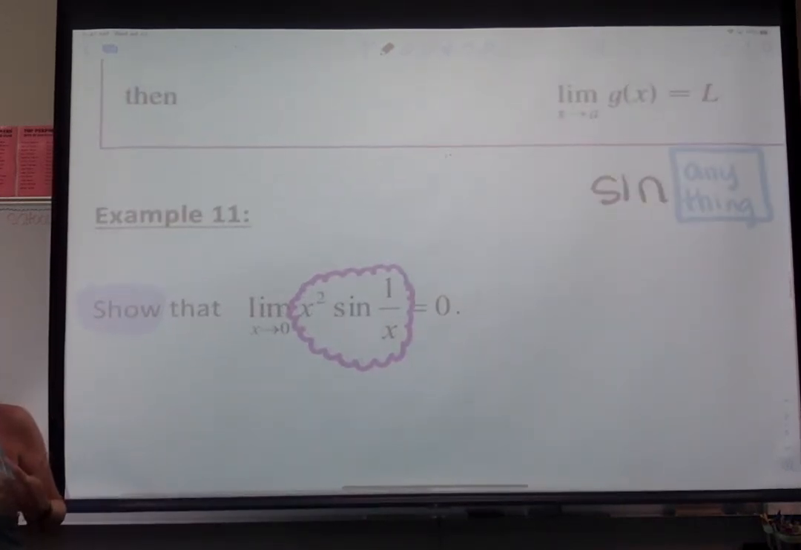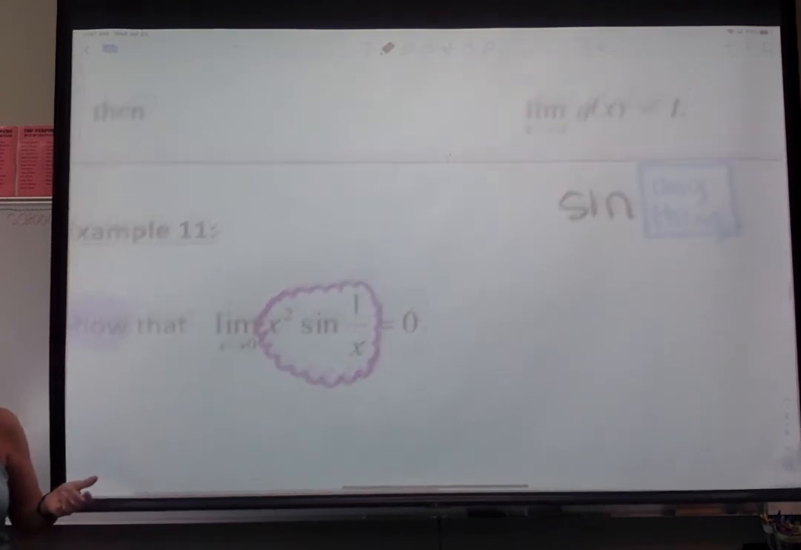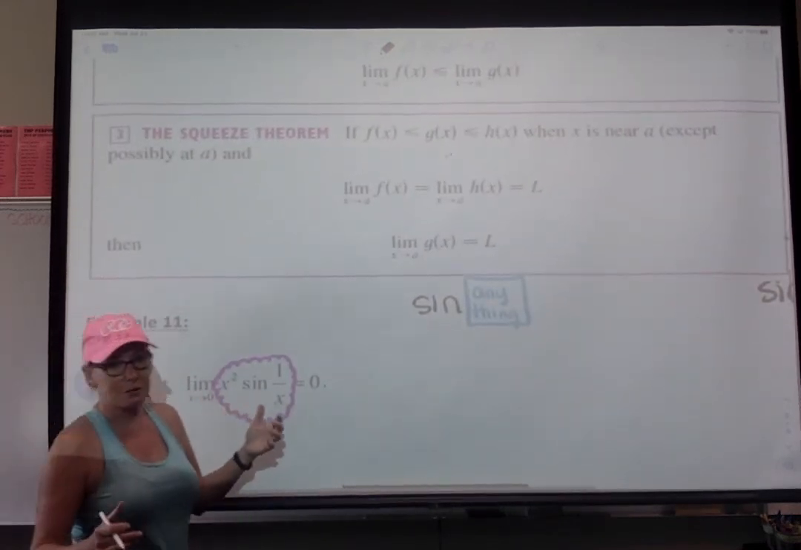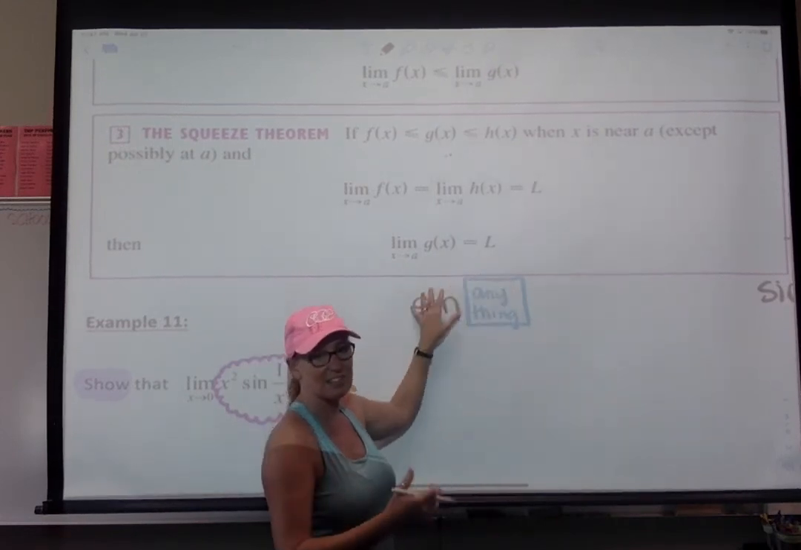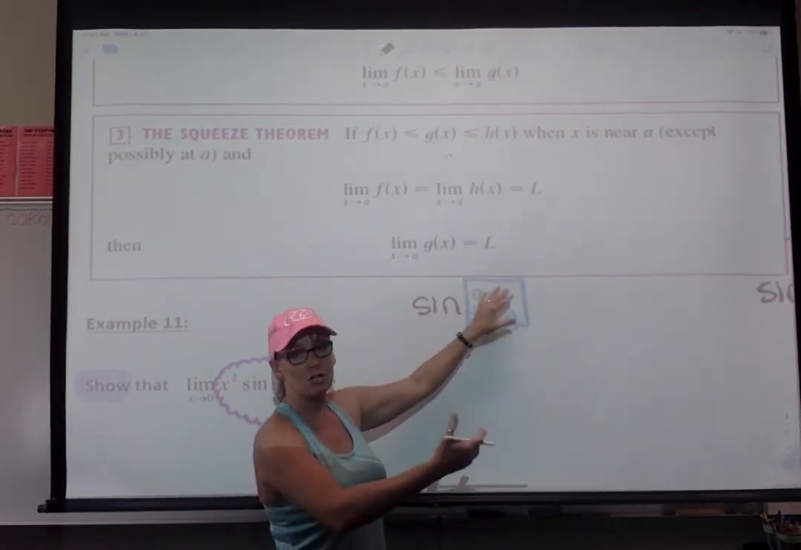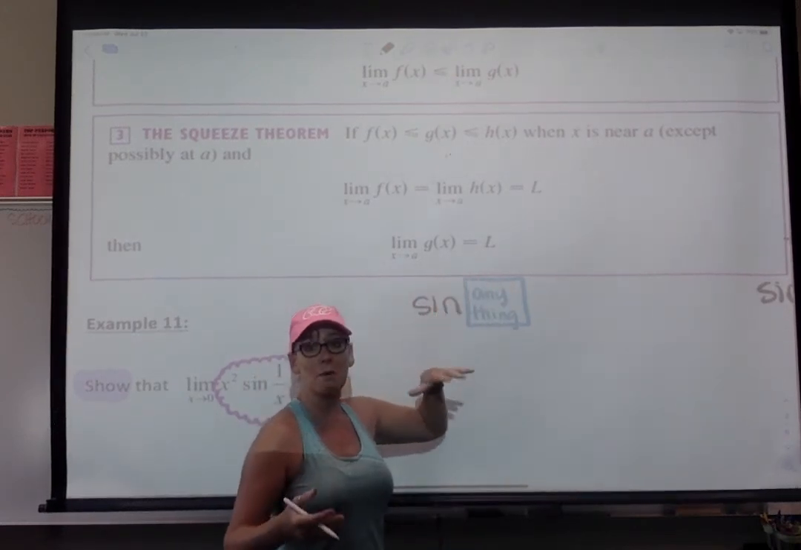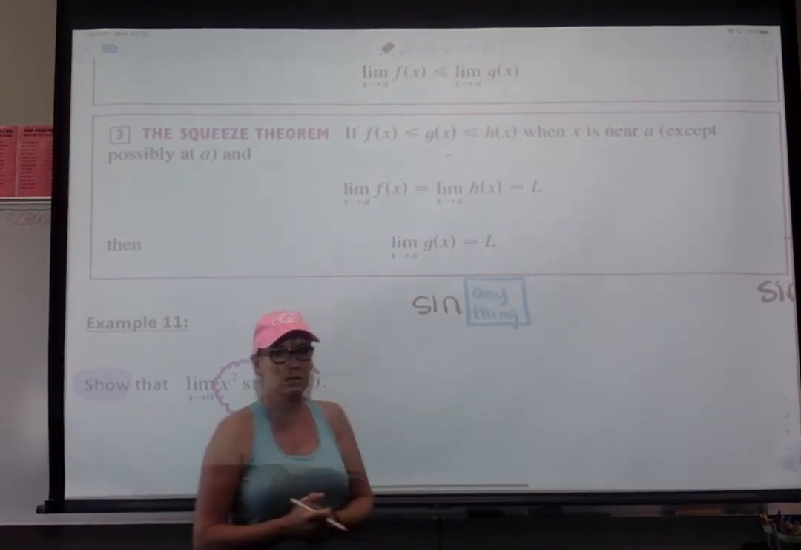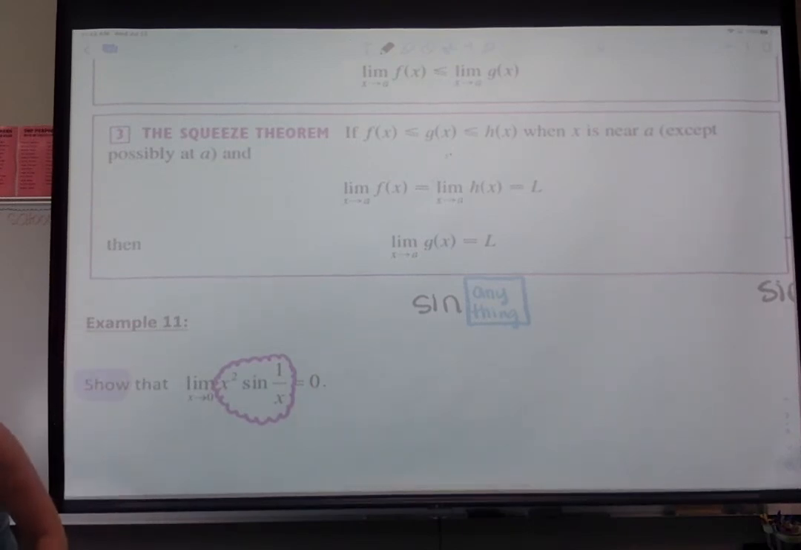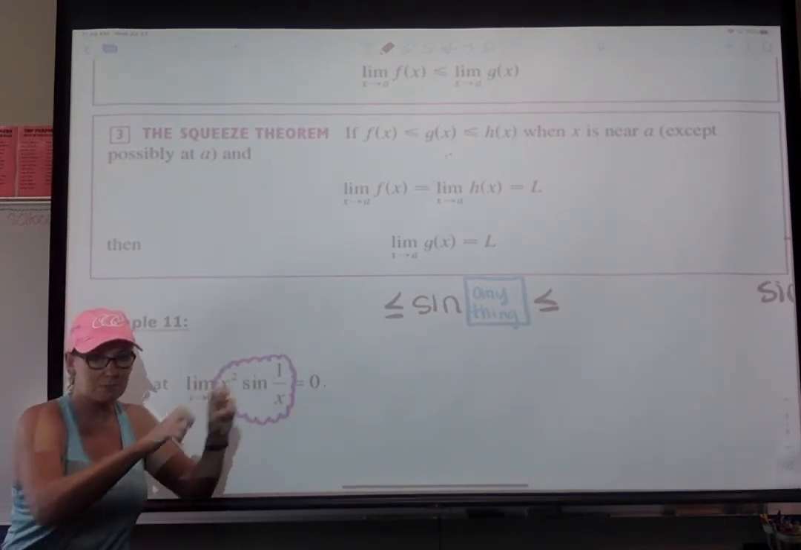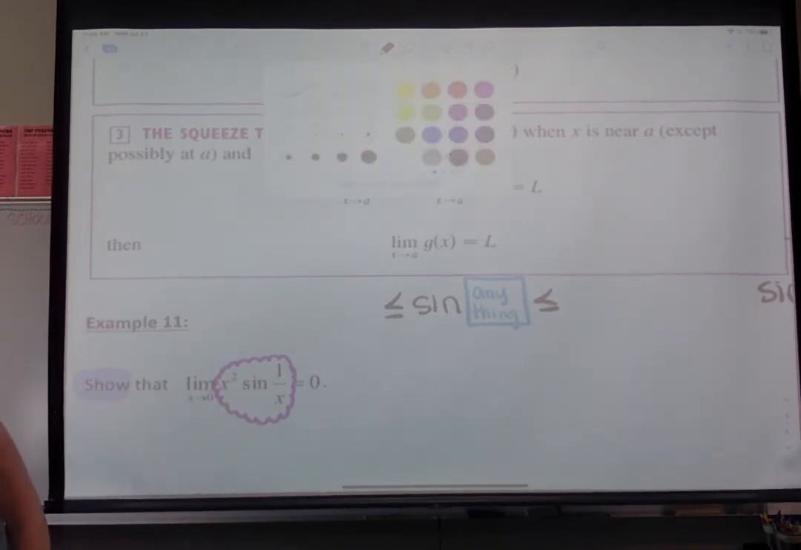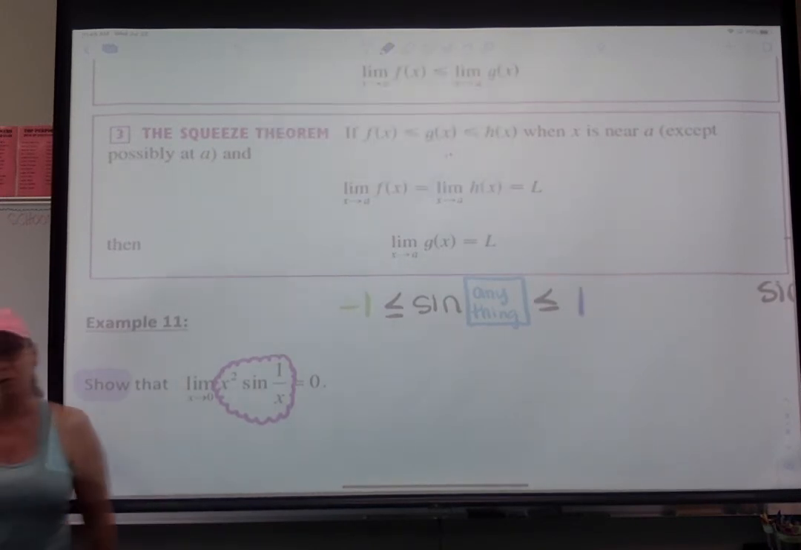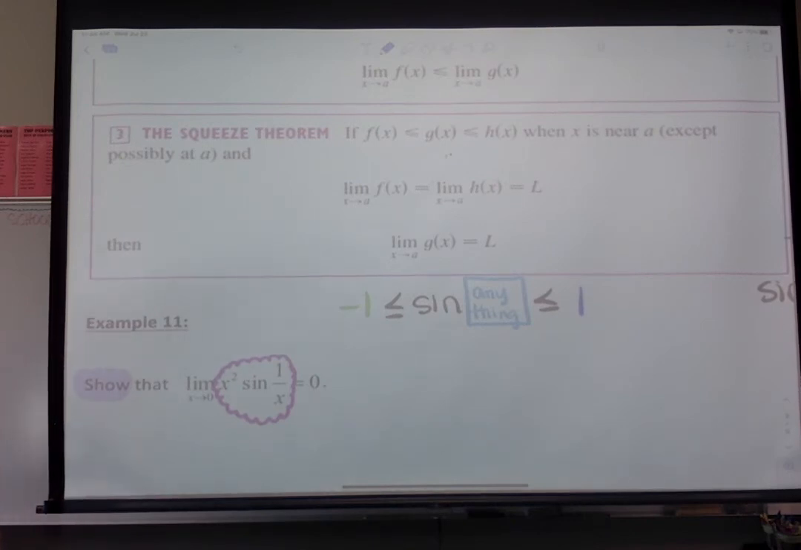So here's where we typically start with these proofs. What do y'all know about sine of whatever? Sine of x squared, sine of 2x, sine of 8x. What do you know about your sine function? You know that your sine function is always trapped between -1 and +1. True?